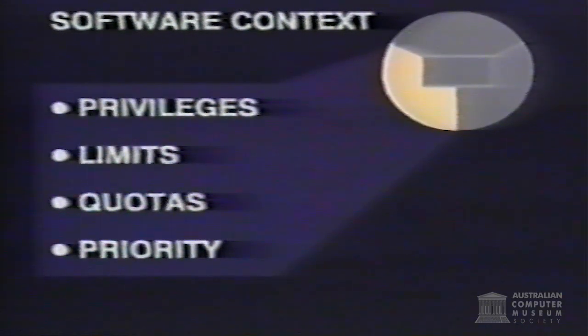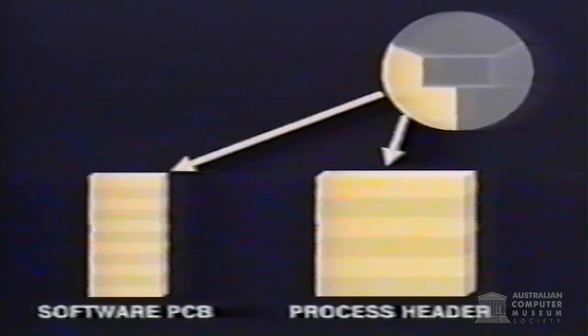Just as the hardware context has a data structure, the hardware PCB, associated with it, so does the software context. The software context is maintained in two major data structures: the software process control block, or PCB, and the process header. Each process has its own software PCB and process header. Why is it necessary to have two separate data structures for the software context?